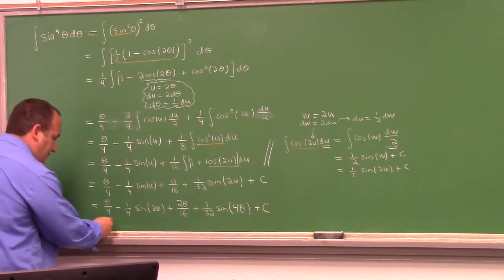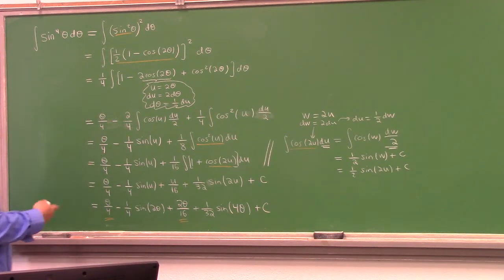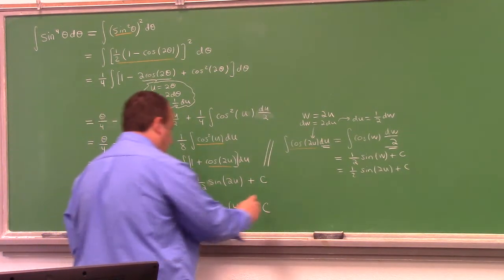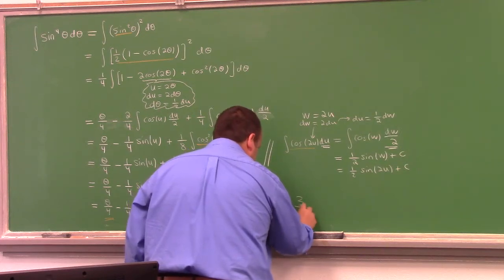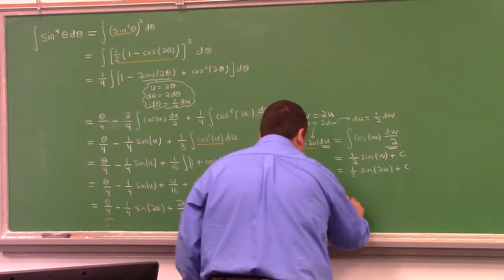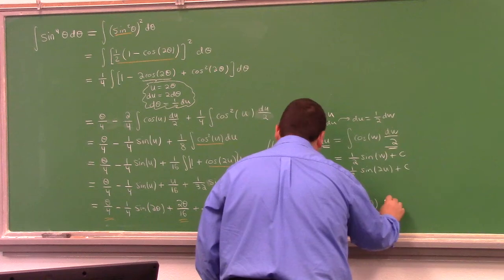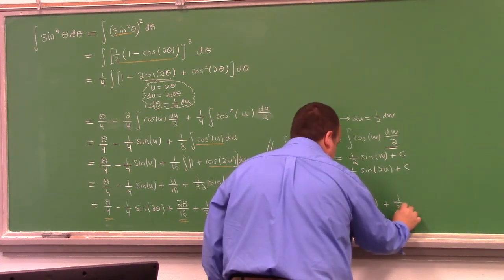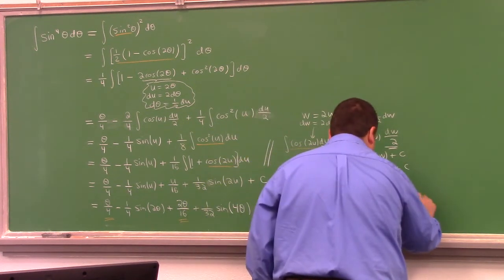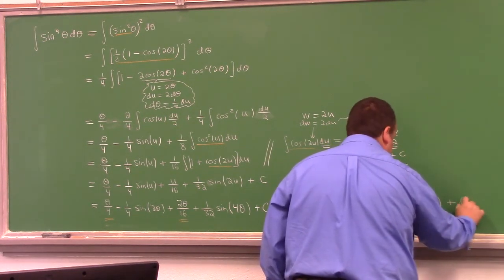And notice that we can collect these two terms together, right? So I'll do that before I write my final answer. What is 1/4 plus 1/8? 3/8, right? So we get 3/8 theta minus 1/4 sine of 2 theta plus 1/32 sine of 4 theta plus a constant.